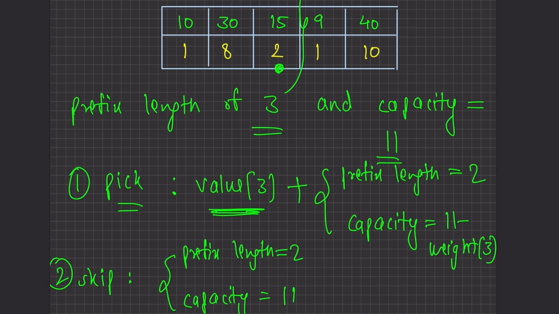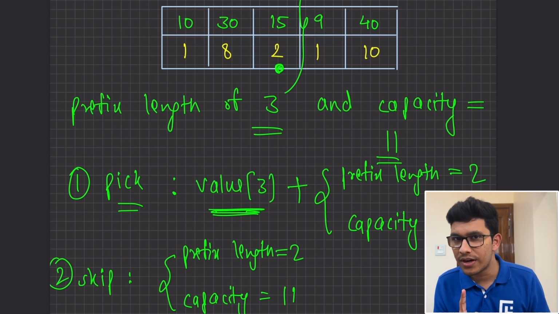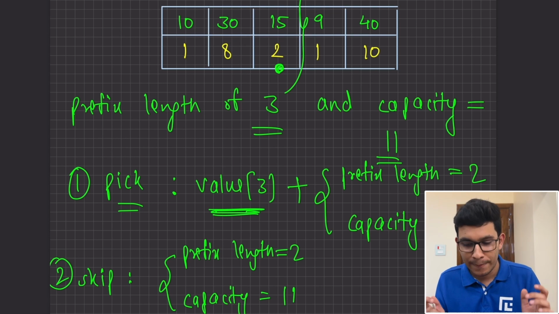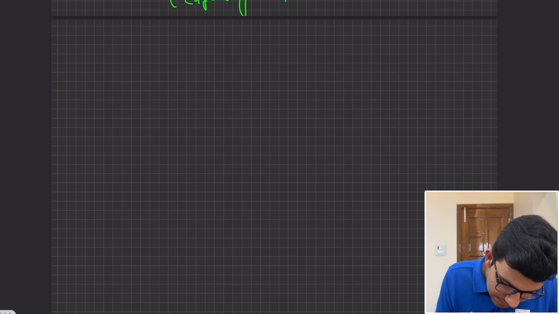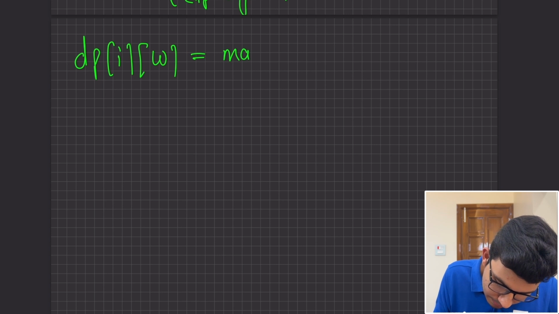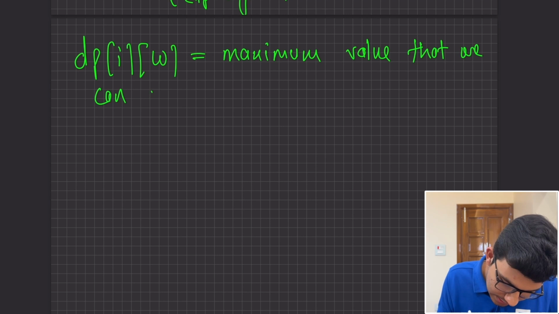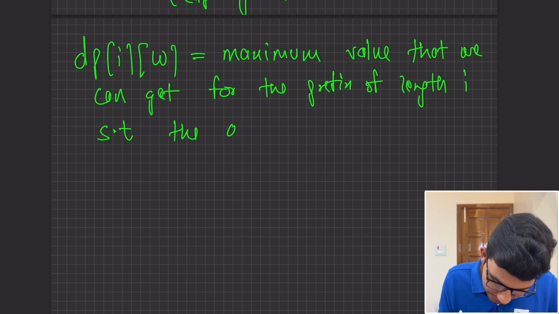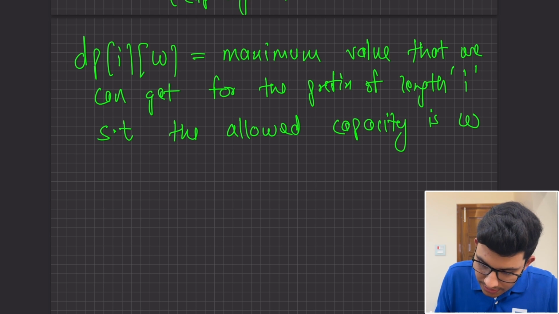Yes, so can I say that for a given particular prefix, I am concerned about the capacity first of all? I want to solve this problem: given a prefix and given a capacity, get me the maximum value that I can get from this prefix with a particular capacity. There are two things that you can do, pick it up or skip it. You are considering the maximum of these two possibilities to get your answer. So can I define my DP state like this? DP of, let's suppose, I comma W is equal to the maximum value that we can get for the prefix of length I such that the allowed capacity is W.